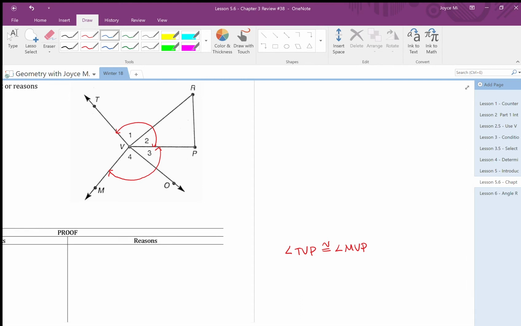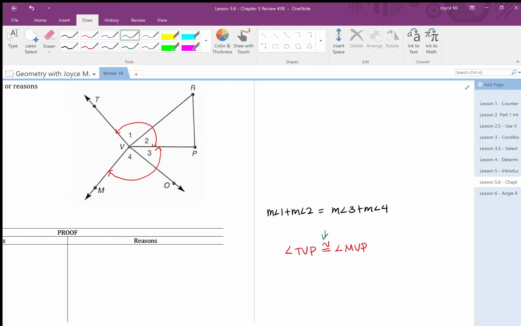Now, look at what I need. What does angle TVP consist of? Look at these two here, 1 and 2. Angle TVP consists of angle 1 and angle 2. That means before I can get to this step, I need to show measurement of angle 1 plus measurement of angle 2 equals measurement of angle 3 plus measurement of angle 4. This is what I need before I can get to the next step.